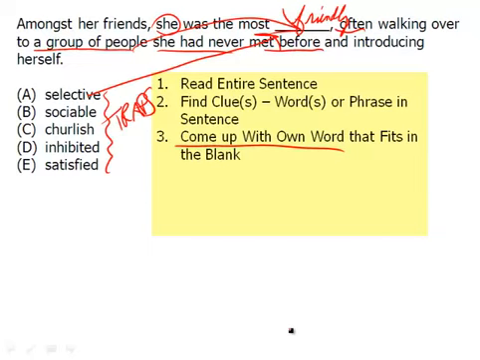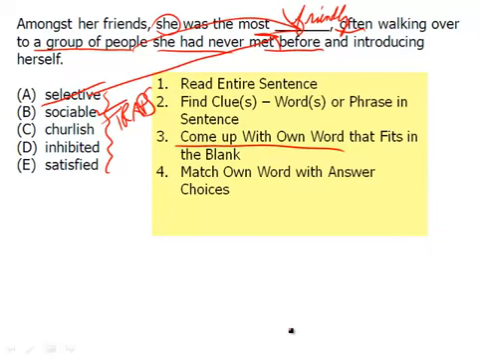Maybe your word is outgoing. It doesn't matter. As long as you come up with one word and then you match that word with the answer choices. So let's start with A. Selective. If you're friendly, by definition, are you selective? No. If you're friendly, if you are outgoing, are you sociable? Yes, those words are synonyms. And there we have an answer.